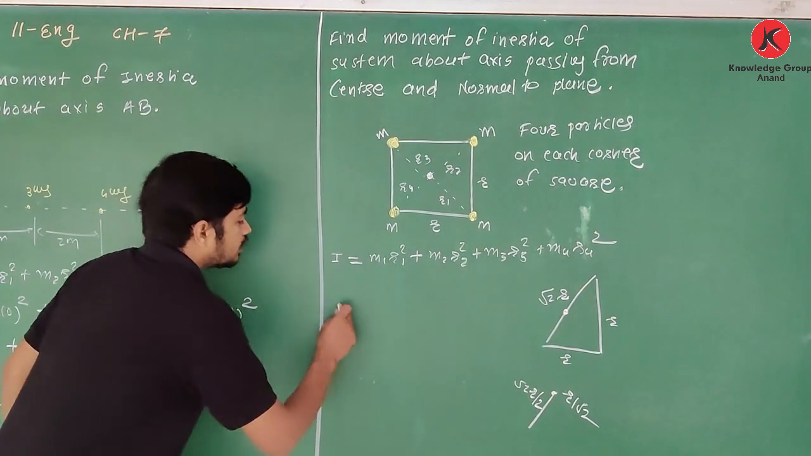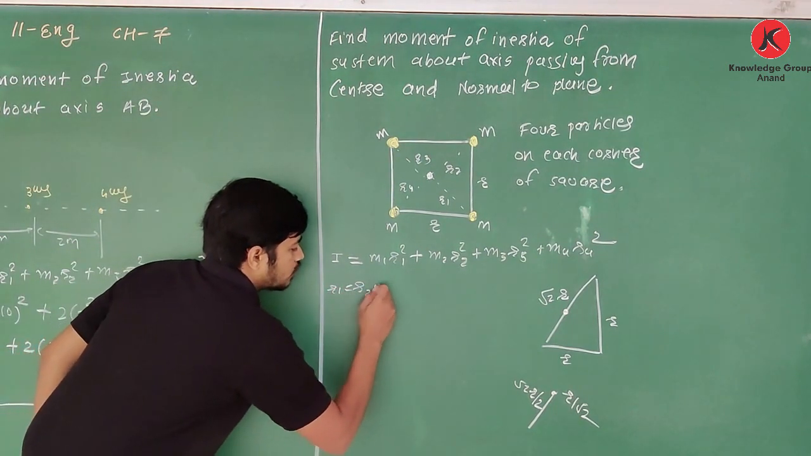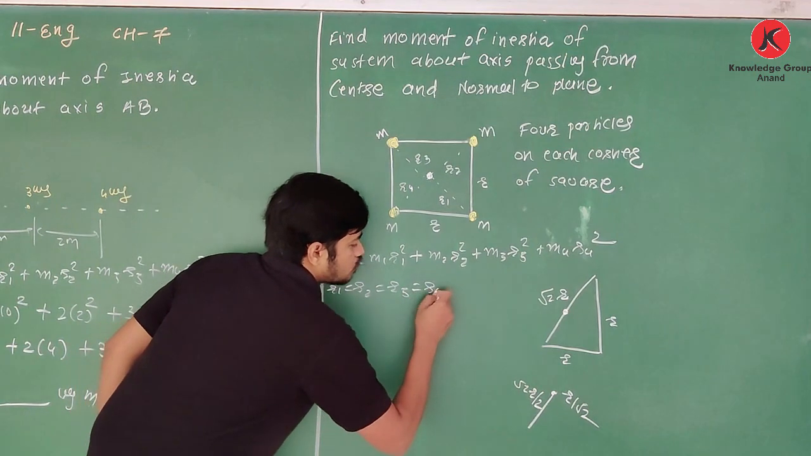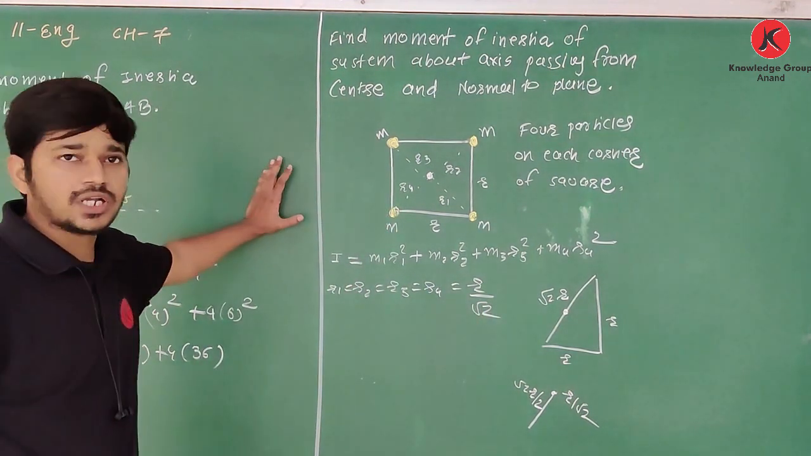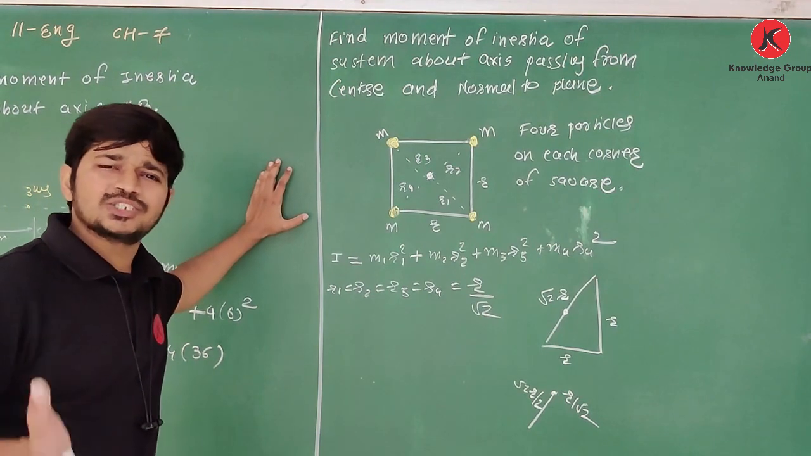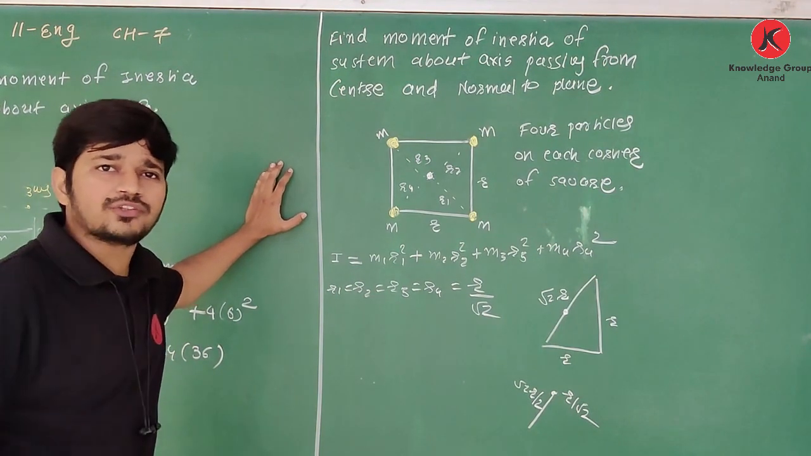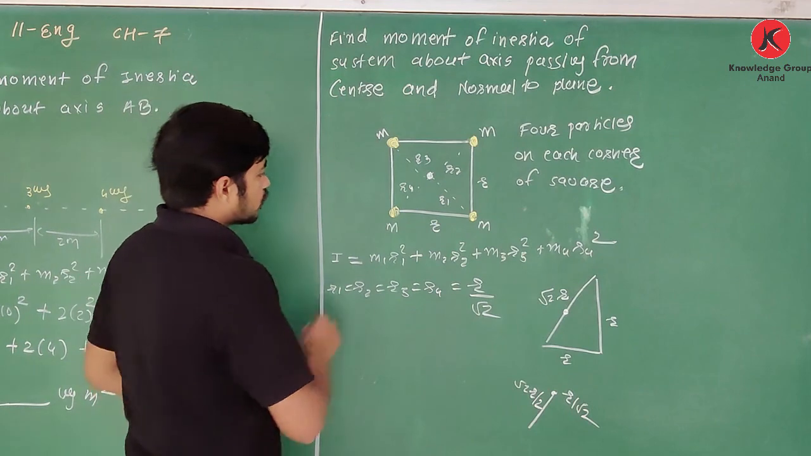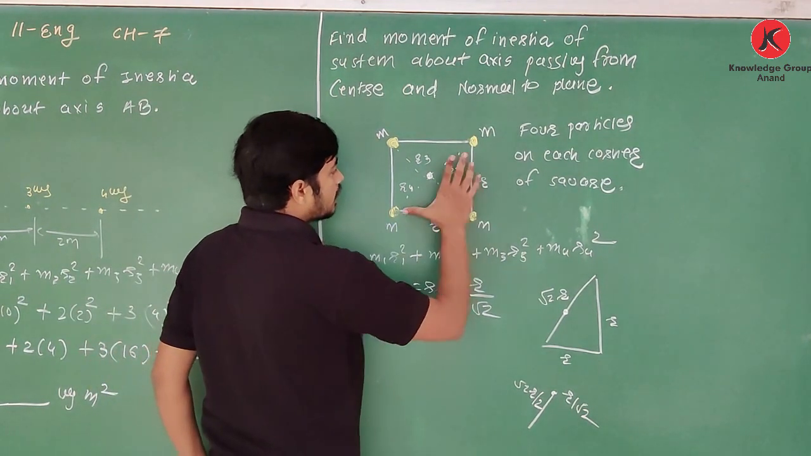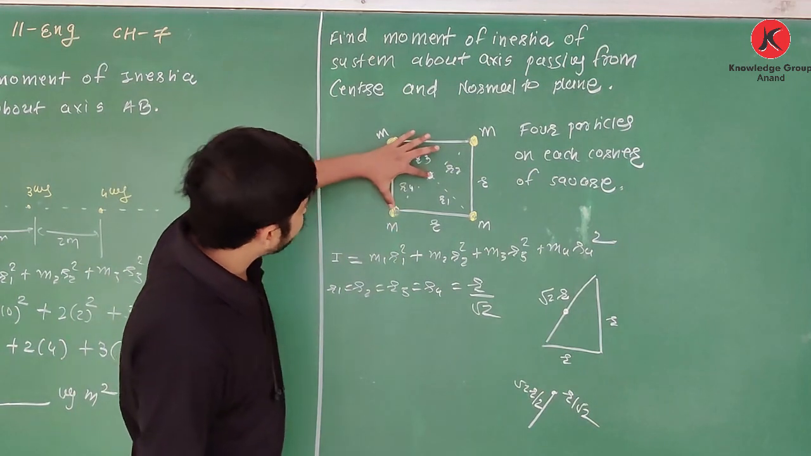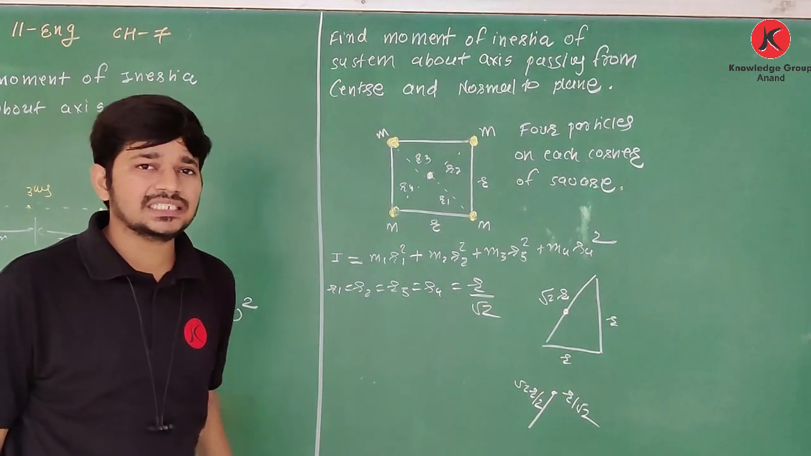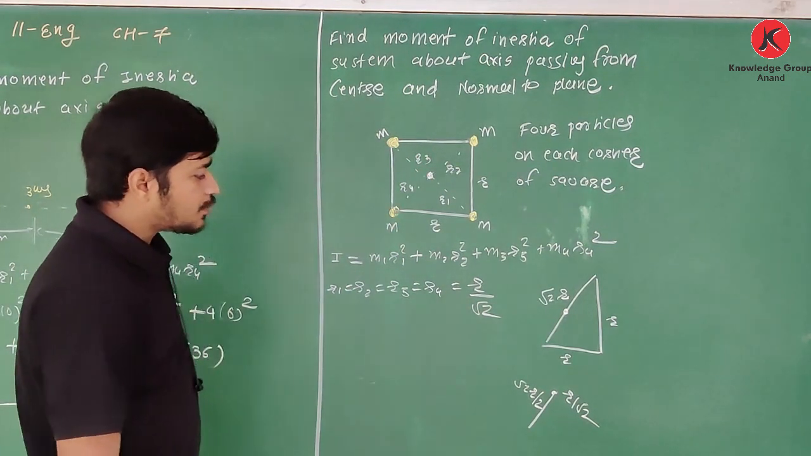Clear? So from the figure I can write r1 is equal to r2 is equal to r3 is equal to r4 is equal to R upon root 2. Center to corner distance you can easily find with the help of Pythagoras Theorem. First of all, take this triangle R. The diagonal will be root 2 R and half the diagonal is the corner to center distance. So it is R upon root 2.